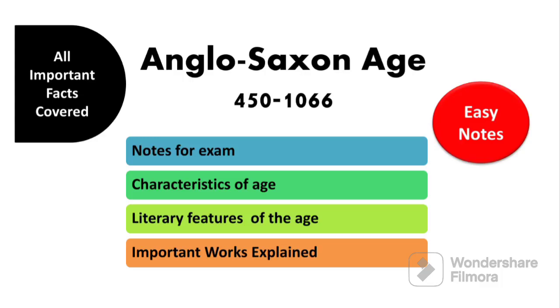I am Dr. Shaily and today we are going to start another series on history of English literature. In this video, we are going to discuss the very first age, that is Anglo-Saxon age, which starts from 450 AD to 1066 AD. I have covered all the important facts, don't worry.